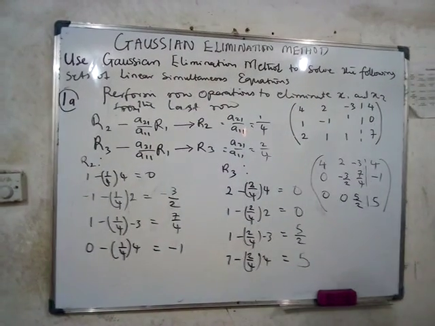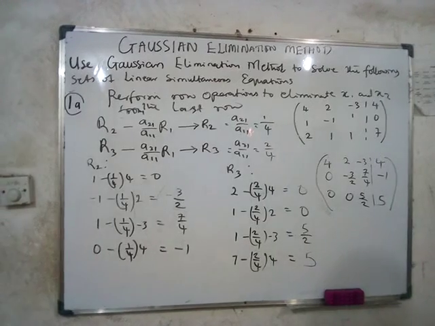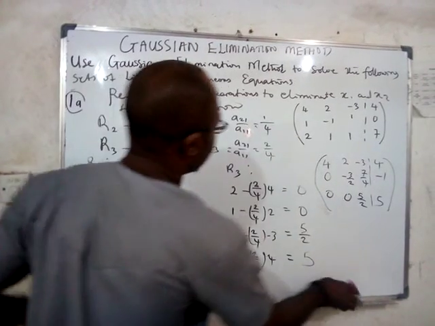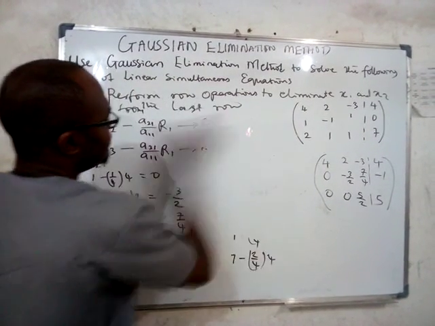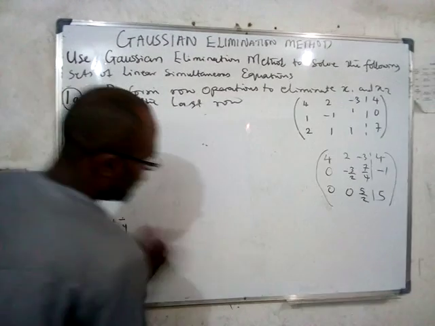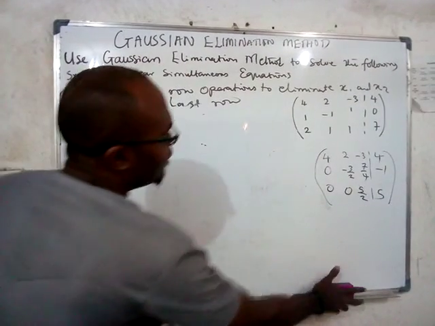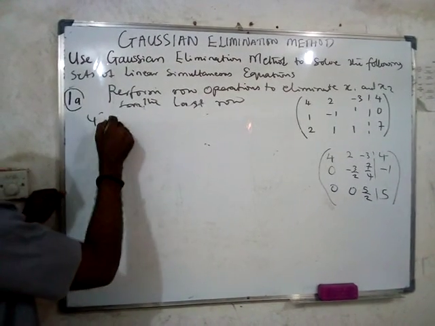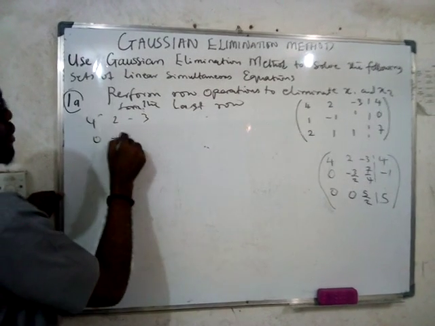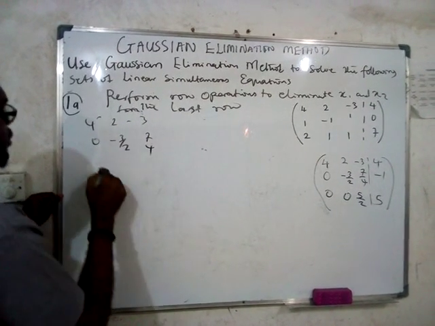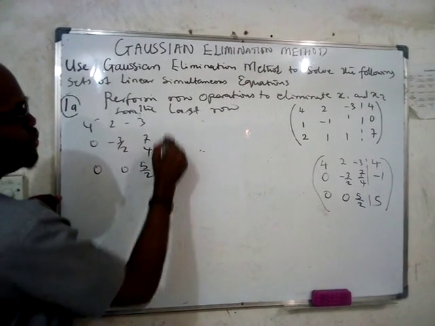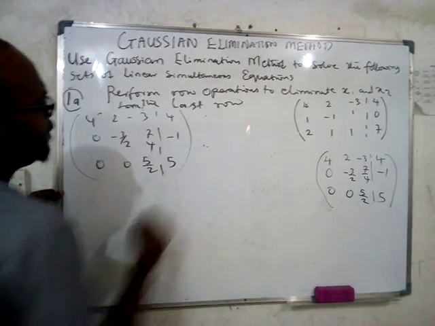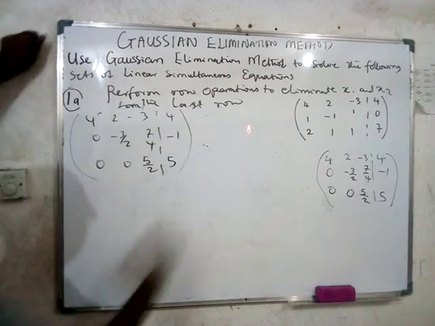And this new matrix that we have is very, very interesting because of one thing. Because we can now solve out. So I can now quickly close all this, because I now have what I want. I would have gone to the next step, but because I have what I want, I can equate this. So if I now have 4, 2, minus 3, 0, minus 3 over 2, 7 over 4, 0, 0, 5 over 2, then I have here 4, minus 1, 5. So this is what I have.